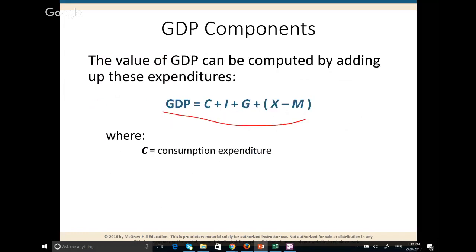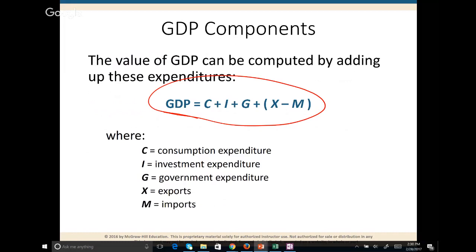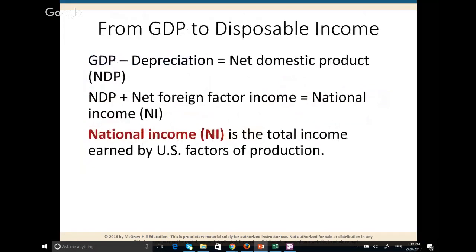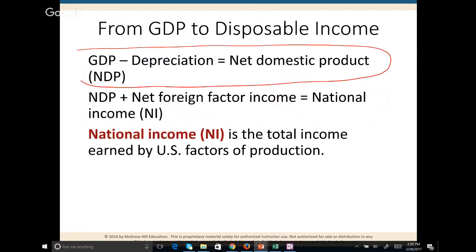So make sure you know this. GDP is C plus I plus G plus net export, which is export minus import. Okay, so this is important. That's the little formula for NDP, so net domestic product. This is important too. So the formula for your national income is your NDP plus net foreign factor income.